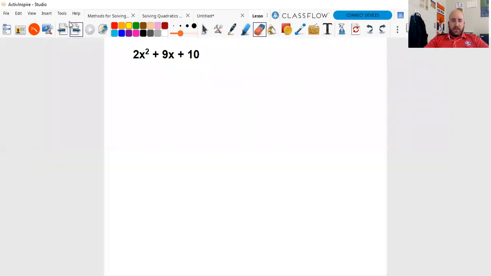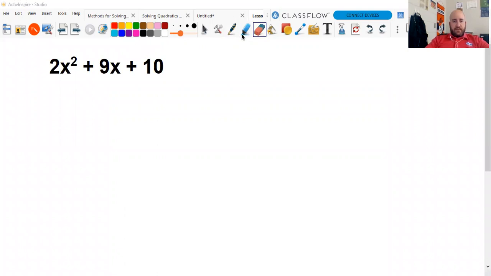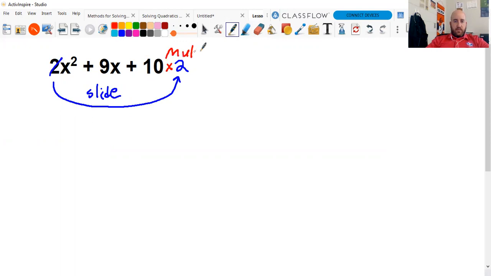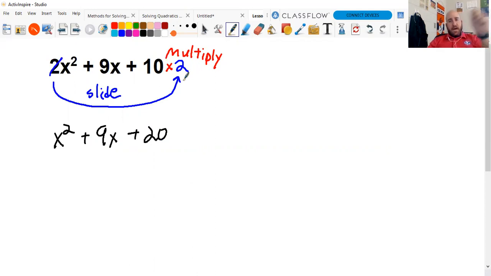All right. So we're going to start with 2x squared plus 9x plus 10. Now I'll make this bigger again. All right, 2x squared plus 9x plus 10. First thing I'm going to do, I believe I used blue when I went over this with first, third, and fifth period. I'm going to slide my 2 to the back, and then I'm going to multiply it by my constant. It's going to leave me x squared plus 9x, 10 times 2 is 20. So there's slide, multiply. First 2 steps, knocked out.